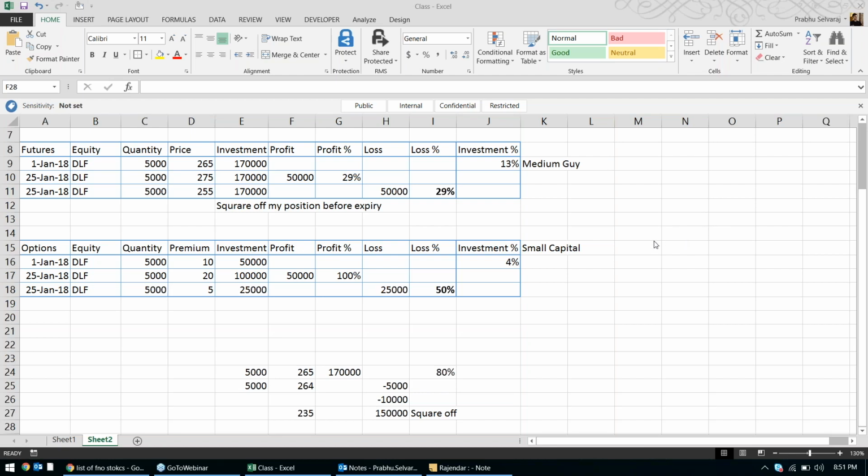Yes, both. What is the upper circuit, lower circuit? No upper circuit, no lower circuit. You can trade. The price can go to any extent. This 10 rupees, if you put the right bid, 10 can become 100 also.